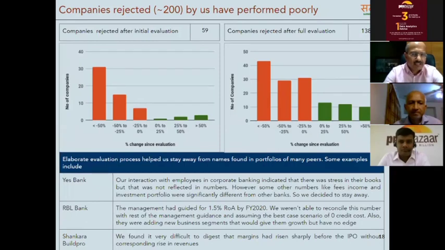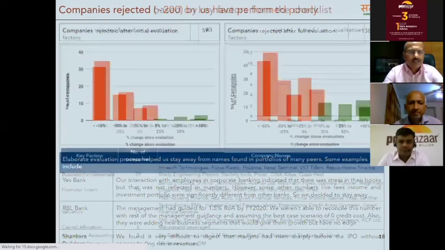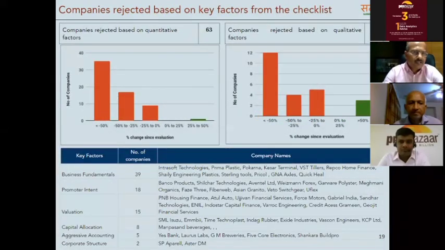And I've given some examples. There are many more examples of such nature, but I think clearly our rejection formula seems to work, because if you look at these charts, the companies which we rejected have underperformed significantly. We have rejected these companies for a number of different reasons, whether on quantitative factors or qualitative factors, and these factors are often not just business fundamentals, but a lot of corporate governance issues, promoter intent, aggressive accounting, capital allocation, and many times valuation.